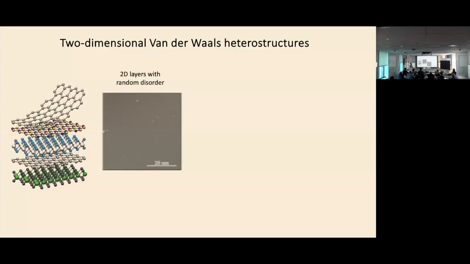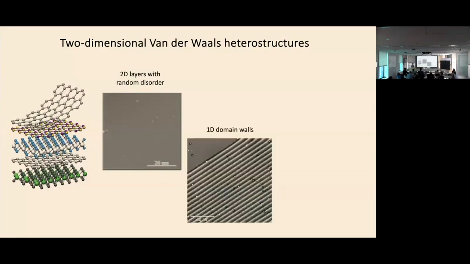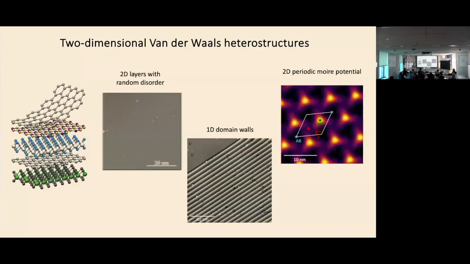But furthermore, by combining heterostructures, sometimes you can create a one-dimensional periodic potential. This is an example of these 1D domain walls, and you can even form an array of them. It's also very well known that by having twisted samples, you can form a two-dimensional periodic potential. So one can ask, when you have this 1D periodic potential and 2D periodic potential, how would this electron solid behavior change or look?